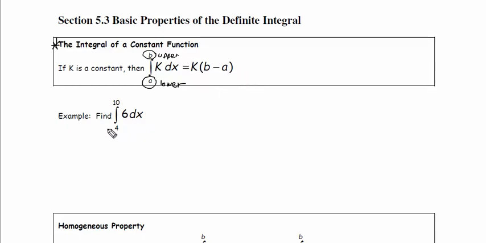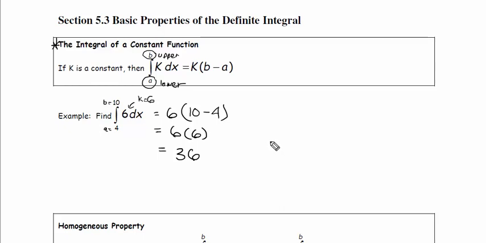So here we have find the integral from a equals 4 to b equals 10 of 6 dx. So this is just a number, so k is equal to 6. So this definite integral is going to follow the formula. k is 6 times b is 10 and a is 4, so 6 times the quantity 10 minus 4, or 6 times 6 is 36.